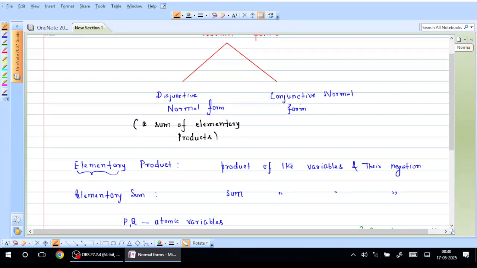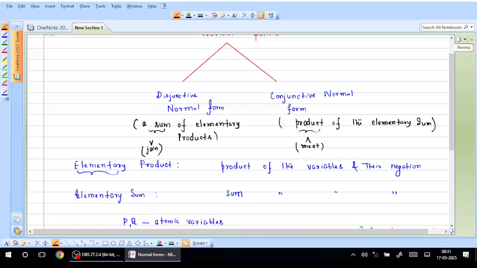And when I am talking about conjunctive normal form, I am talking about a logical expression which is the product, or you can say conjunction, of the elementary sums. Product here means meet, and sum here means join.